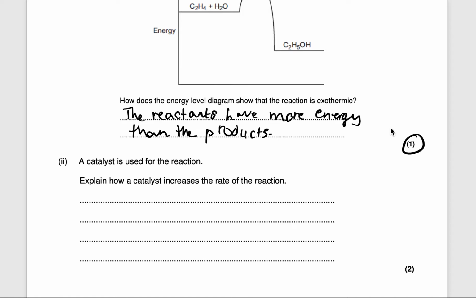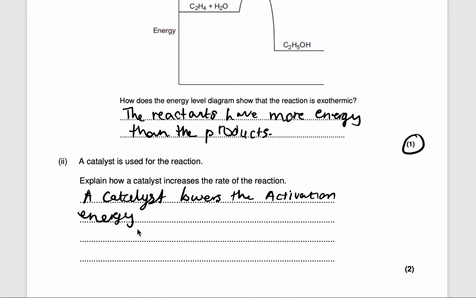A catalyst is used for the reaction. Explain how a catalyst increases the rate of the reaction. So a catalyst lowers the activation energy, and because it lowers the activation energy, it increases the reaction.